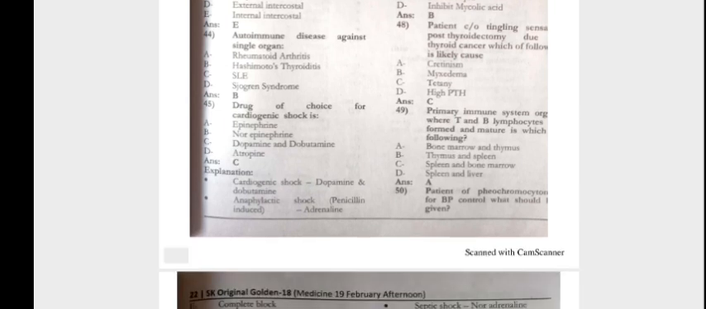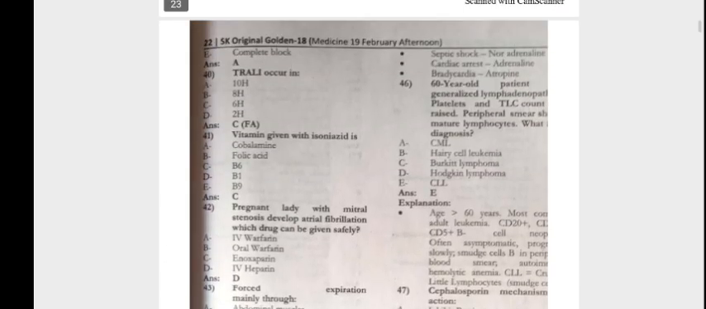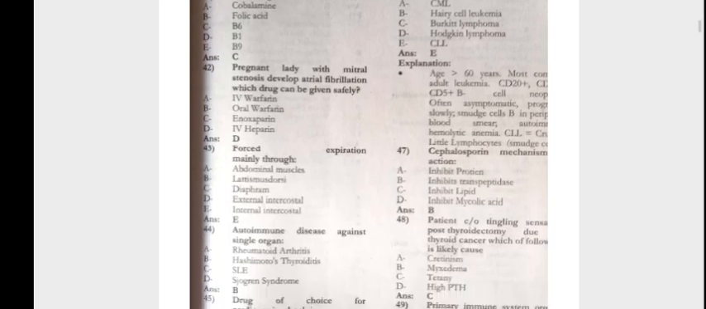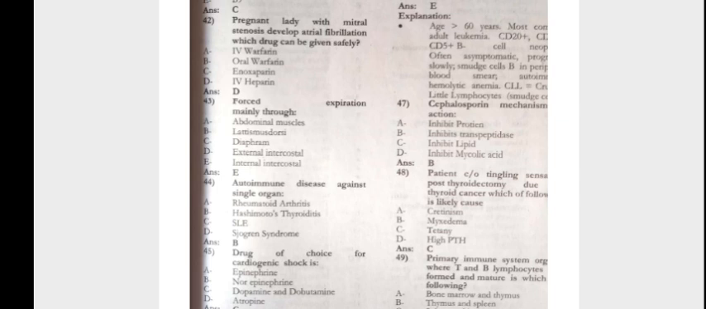Drug of choice for cardiogenic shock is dopamine, dobutamine. Next, question 46: a 60-year-old patient with generalized lymphadenopathy, raised platelets and TLC count, peripheral smear may show mature lymphocytes, that is CLL. Cephalosporin mechanism of action is inhibition of transpeptidase.